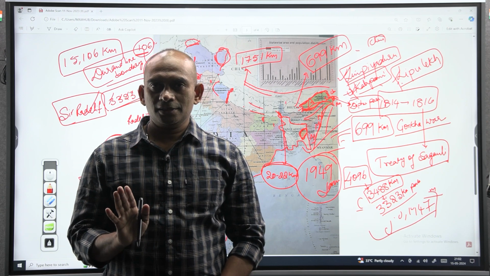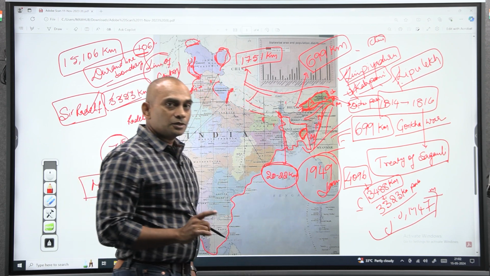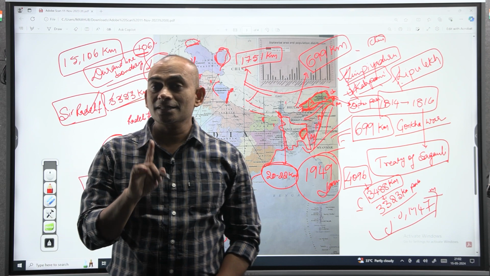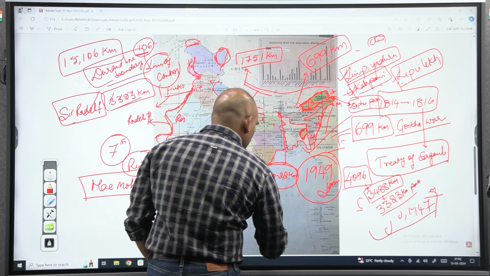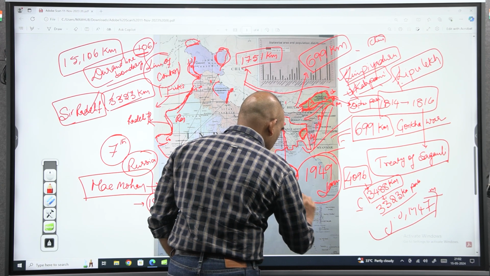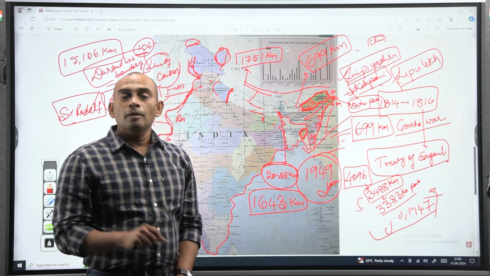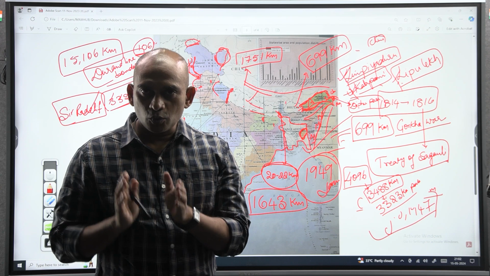So these three areas are disputed with India because both countries are claiming these three areas. This is with regard to Nepal. And with regard to Myanmar, the next highest, that is 1,643 kilometers. India is sharing a boundary with Myanmar. So Myanmar is the easternmost.